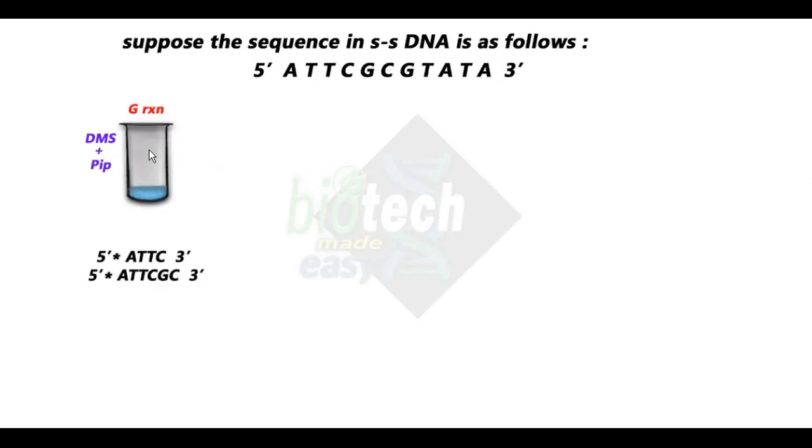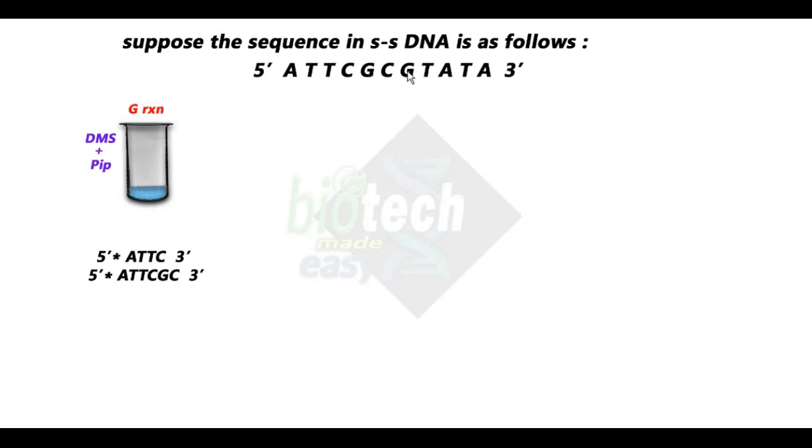In the first tube was the G reaction, in which we added DMS plus piperidine. So all the reactions will take place here. Now you see, because it is G reaction, where are all these chemicals going to attack? At the G. The G will be dissociated or displaced. So now you have to see, in this single stranded DNA, G is present at this point and at this point. That means there are two G's.